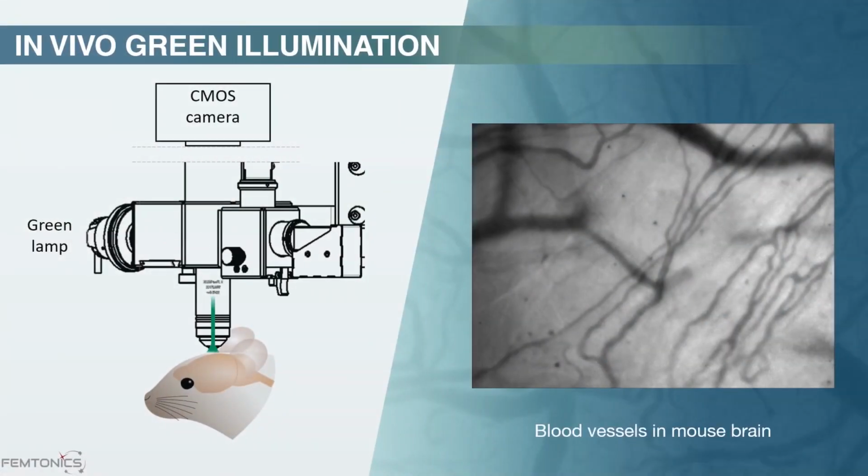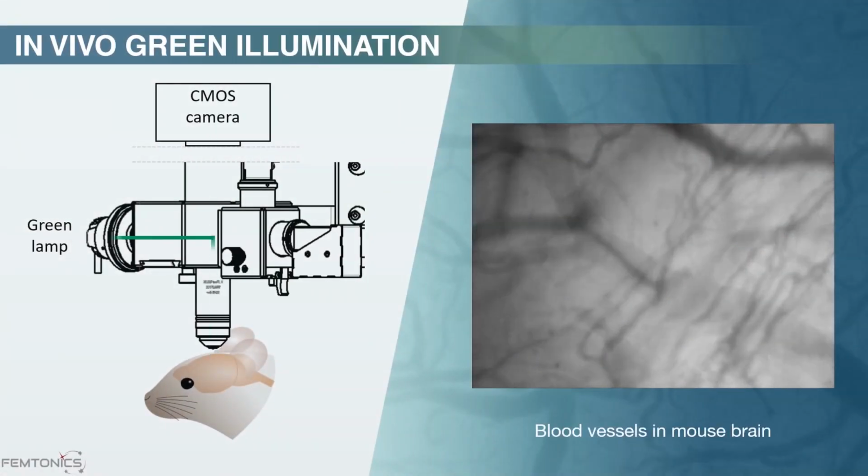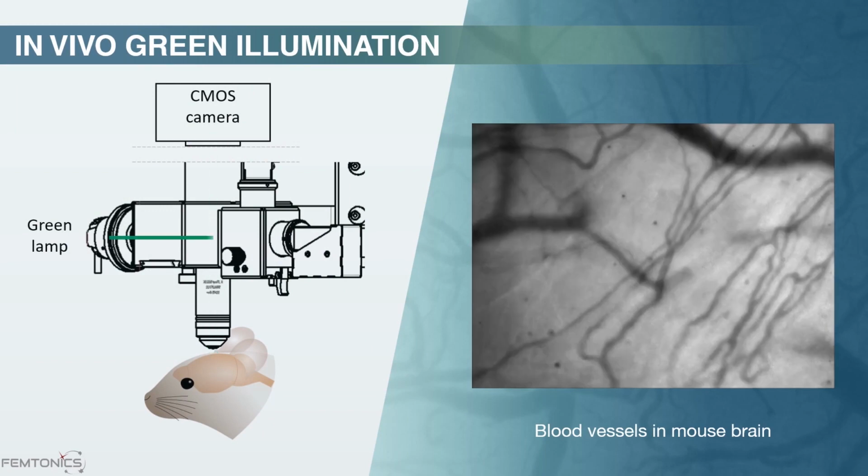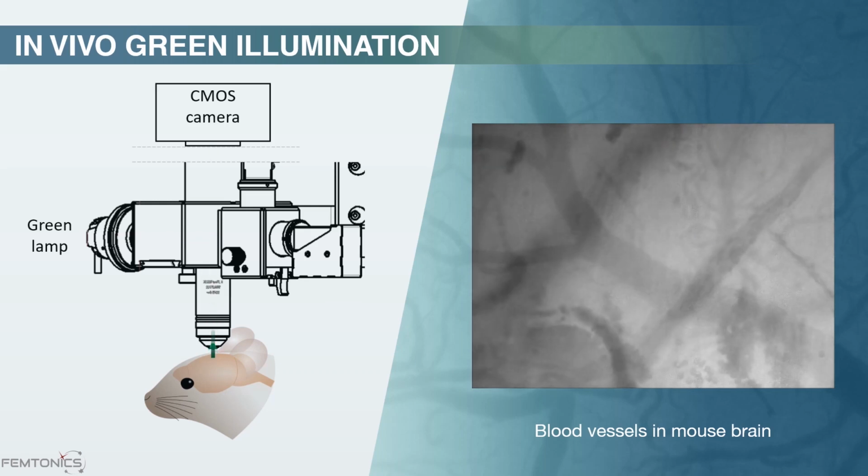The in vivo green illumination module helps orientation on the brain surface by visualizing blood vessels. The video on the right was taken by a CMOS camera. Even the thinnest blood vessels can be seen, which enables you to find exactly the same location during chronic experiments.